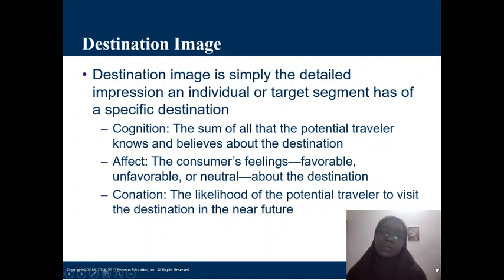And the last is the conation. The last form of destination image is the conation. This is the likelihood of the potential traveler to visit the destination in the near future. What are the possibilities that eventually in future you will visit that particular destination? So these are the characteristics of conation.